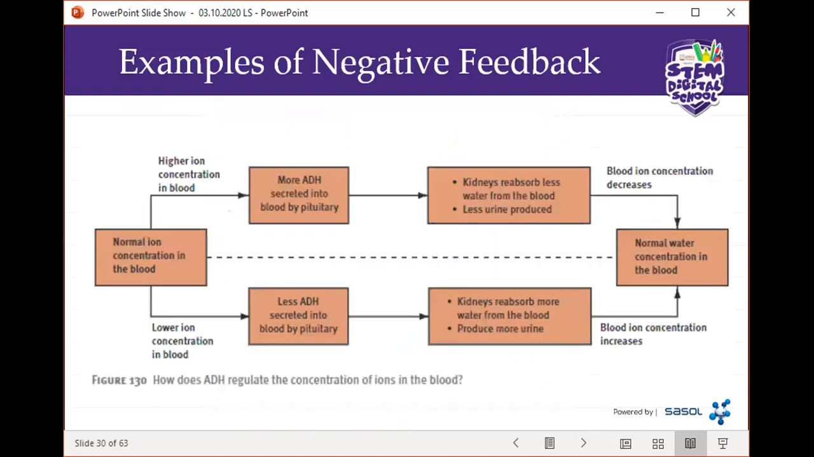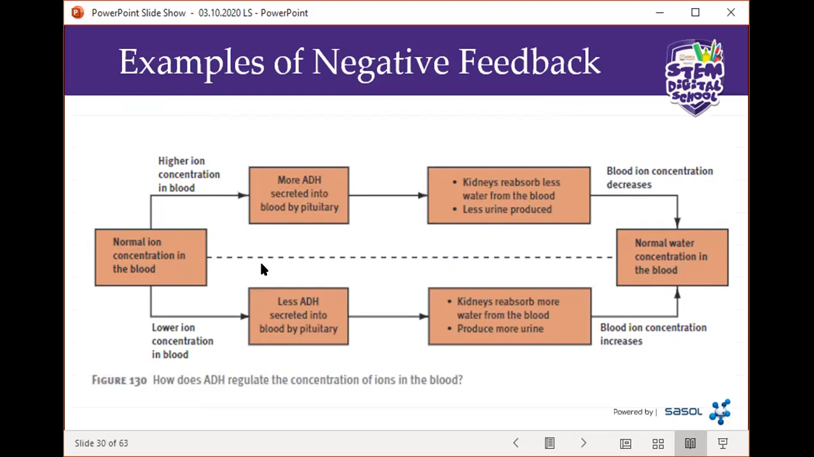Then we have another example, ADH, which is our antidiuretic hormone. When there is a higher ion concentration in the blood, more ADH is secreted by the pituitary, and it acts on the kidneys to absorb less water from the blood, and less urine is produced. Then the blood ion concentration decreases, and normal water concentration in the blood is restored.